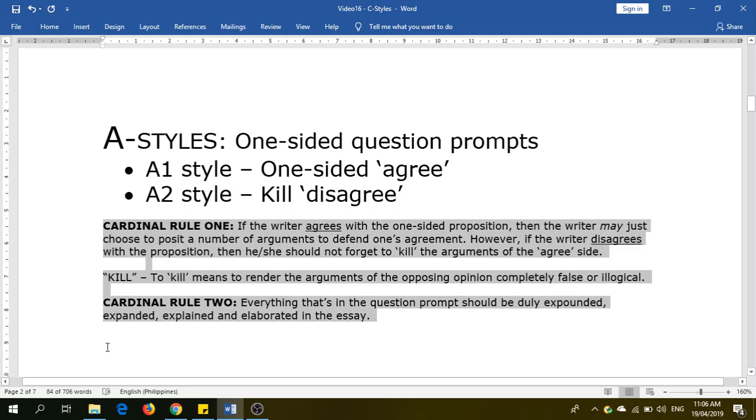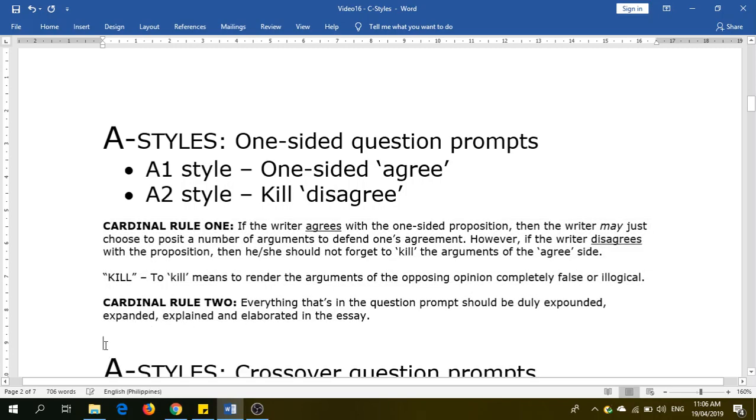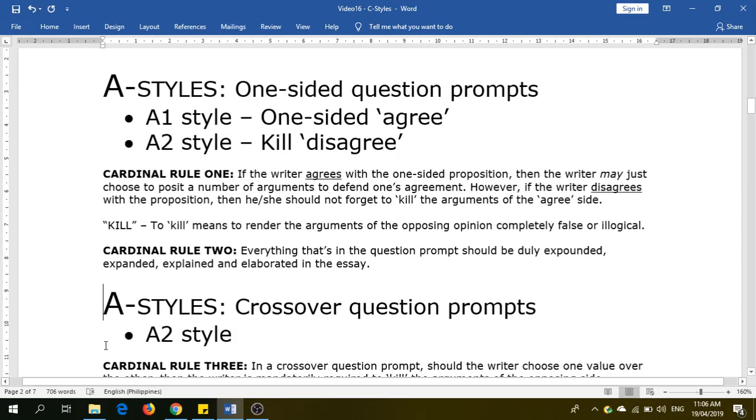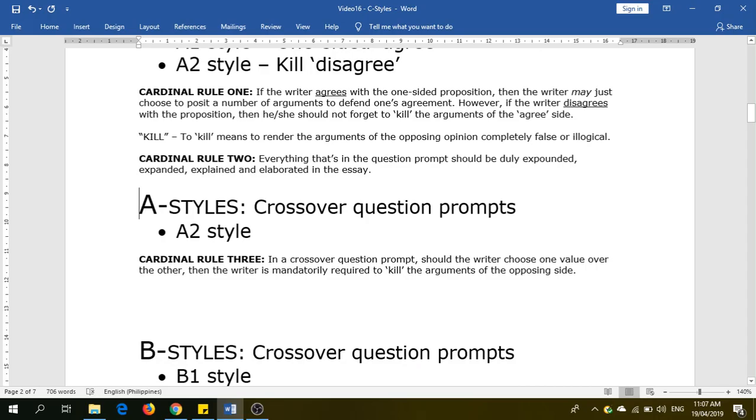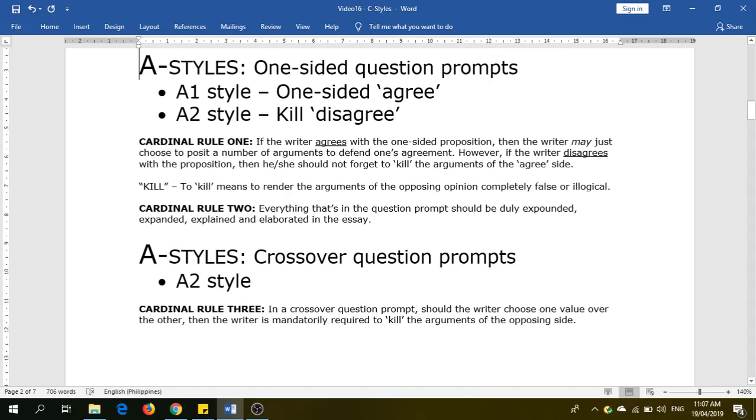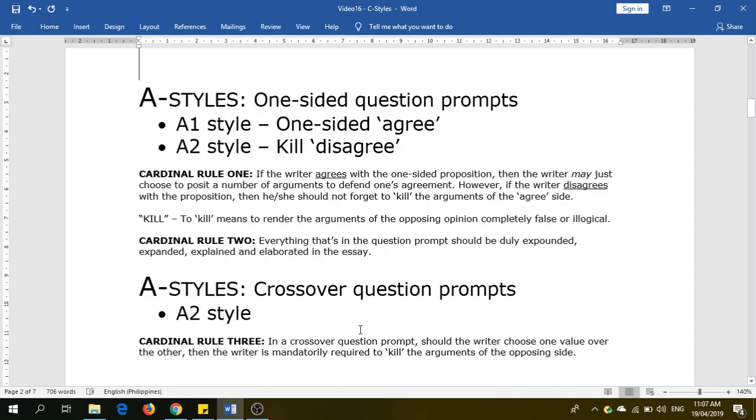Related to the A styles are crossover A styles. Okay, so for the crossover question prompts, particularly the A style, let me just fit all of that in a frame. There are indeed to what extent questions that explicitly mention two sides of a particular issue. So, for all intents and purposes, we cannot call them one-sided question prompts, even though it's a to what extent do you agree or disagree question. If it's a to what extent question, but it explicitly mentions two sides of a particular issue, then we are confronted with a crossover question prompt.